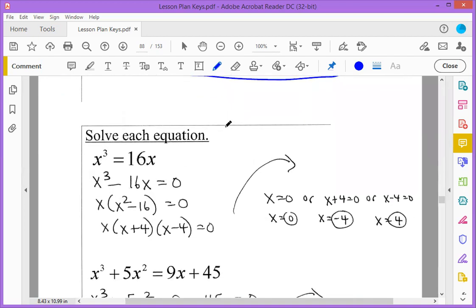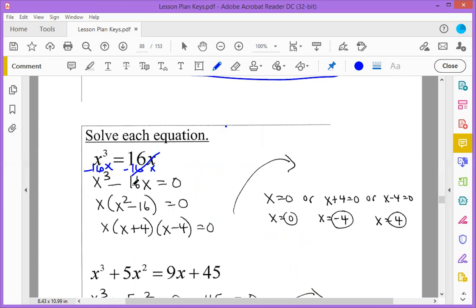All right, here in this example, we see x cubed equals 16x. We need to carry this 16x to the left side of the equation, so we're going to subtract 16x from both sides of the equation. And when we do that, the 16x will cancel on the right side, leaving 0. We'll carry down the 0. On the left side, we'll have x cubed minus 16x.